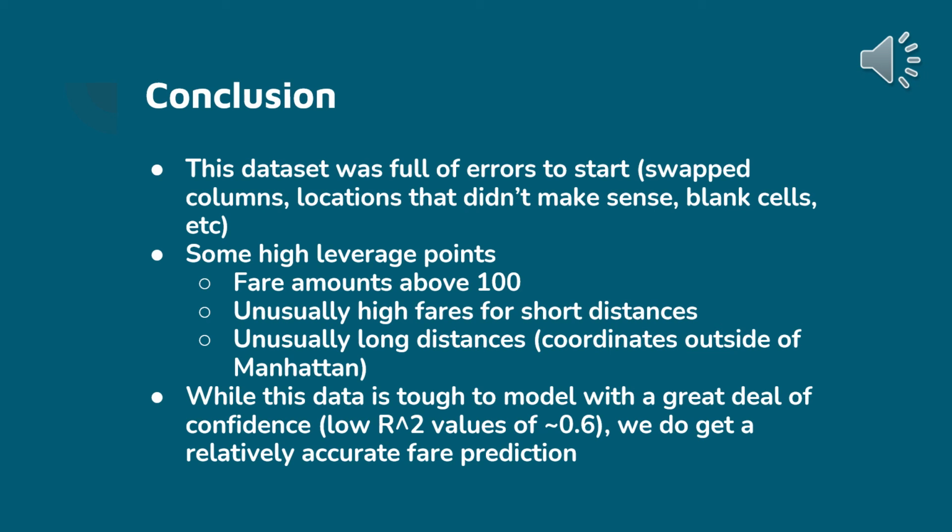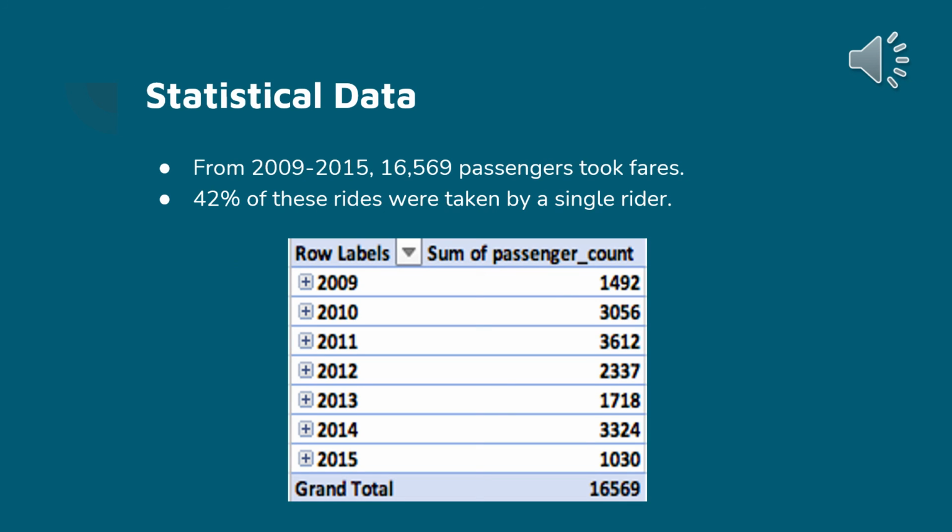In addition to this, there were many outliers within the data. So, for example, there might have been extremely high fare amounts, for example, higher than $100, or unusually long distances traveled outside of New York City that wouldn't make sense for our predictions.